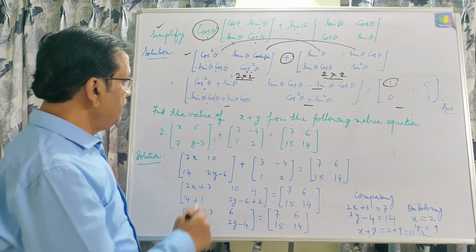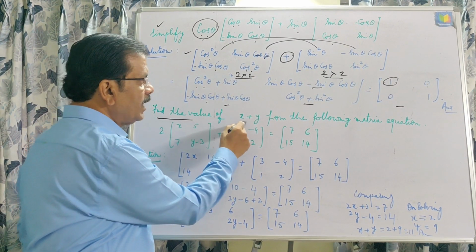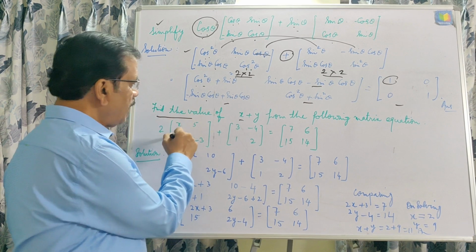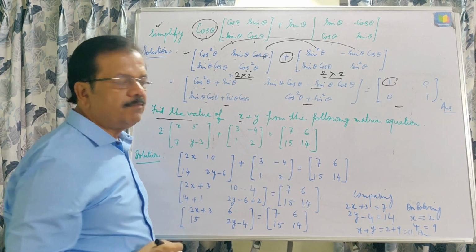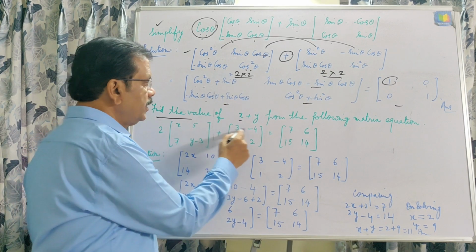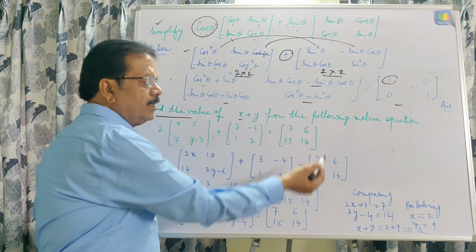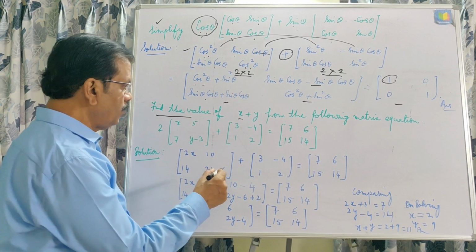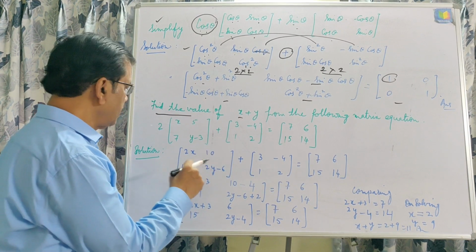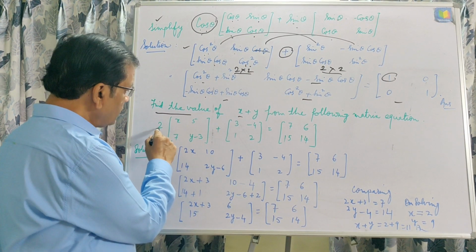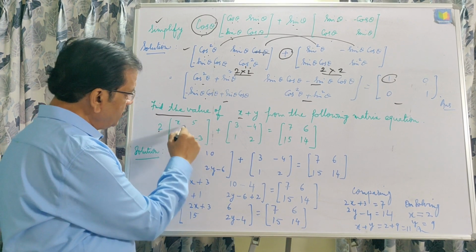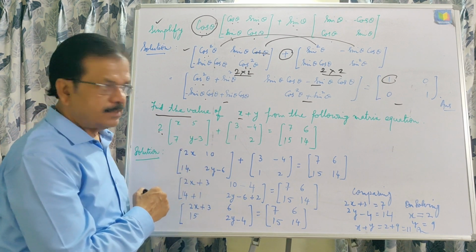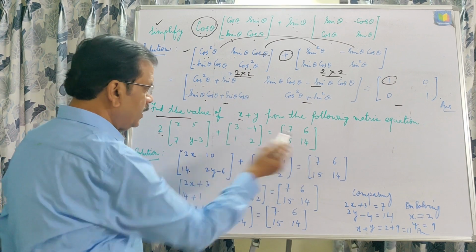Now in the same way, in the second question: find the value of x plus y from the following matrix equation. Here you are given 2 multiplied by the matrix x, 5, 7y minus 2, plus the matrix 3, minus 4, 1, 2, and on the other side 7, 6, 15, 14. Just be careful, because one more concept is given in this question. Once we multiply 2 with the matrix, this will be 2x, 10, 14, 2y minus 6. Here again written as it is, here written as it is.